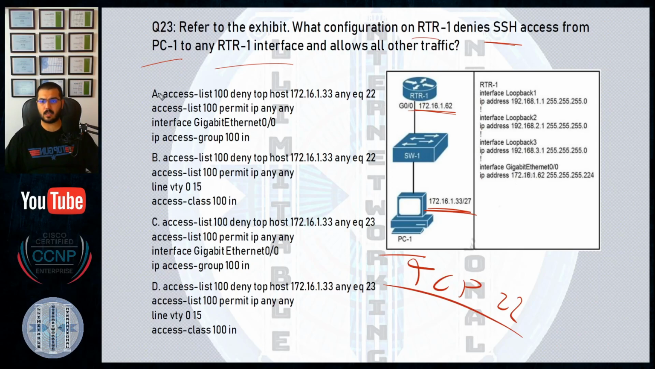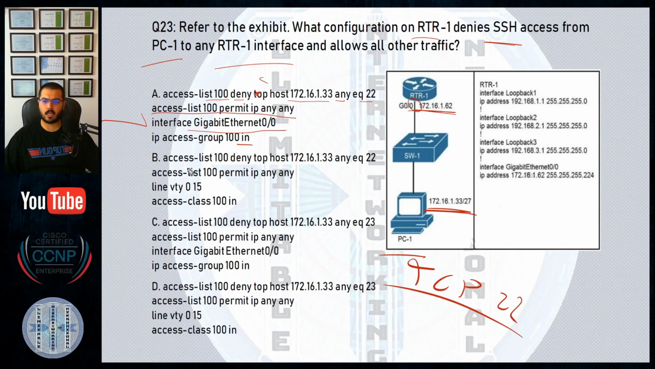Okay, so let's say that creating an extended access list, definitely to deny, this is TCP, not TOP, this is TCP from the computer, correct, to anything, correct, to any interface, because this is the only router there, equals 22, and then permit any other thing, also correct. So head to interface GigabitEthernet 0/0 and apply it as an in.